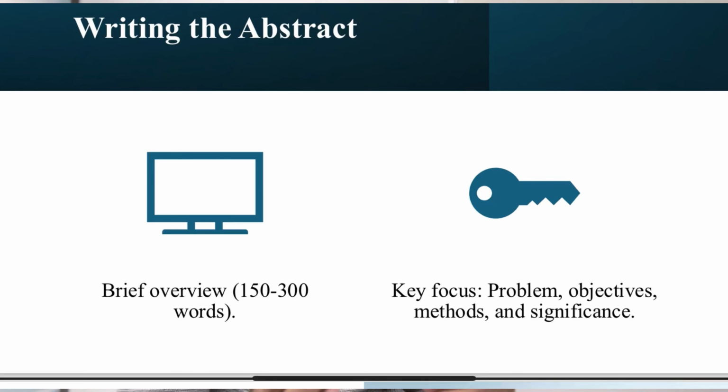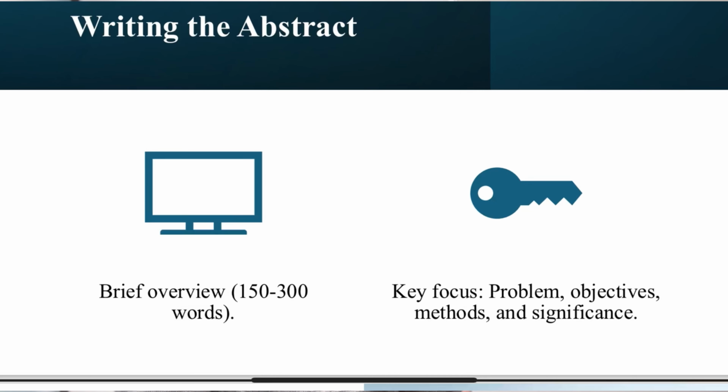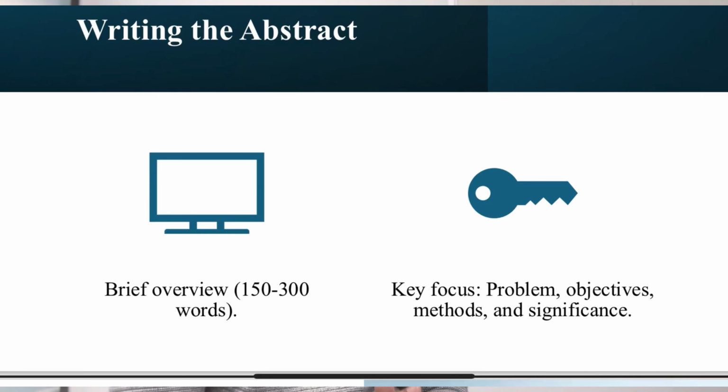Now, writing the abstract. How do you write the abstract for the research proposal? Basically, it's a brief overview of the whole research proposal, which should be between 150 to 300 words. What exactly are the points you have to include? It should include the problem. Whenever you talk about any research topic, first you define that this work has been done, but here is the problem. Problem means the gap, which hasn't been done yet. Then your objectives, to solve those problems.